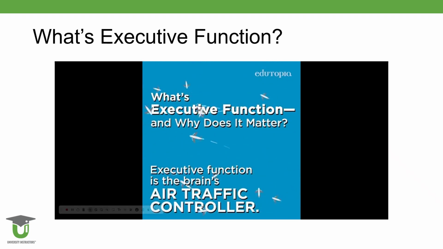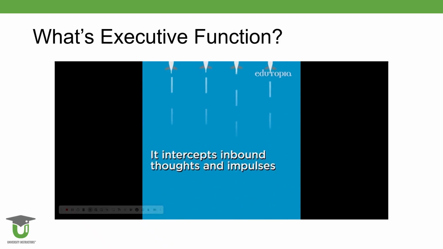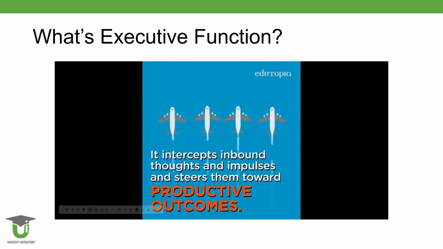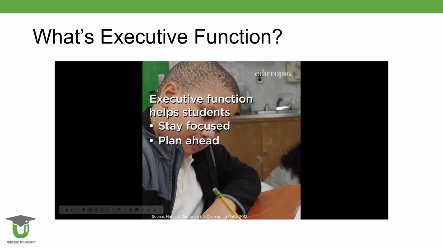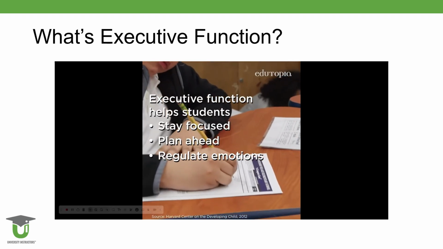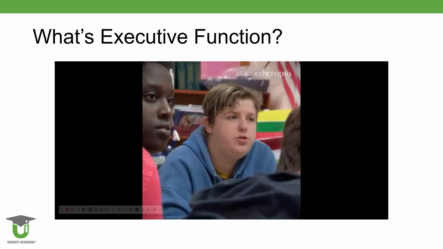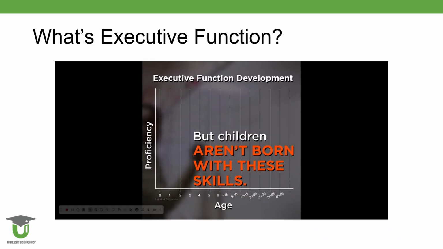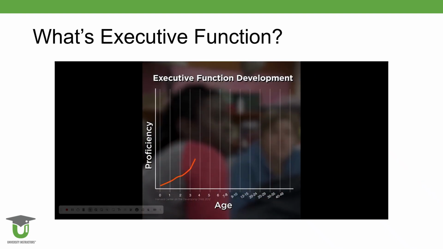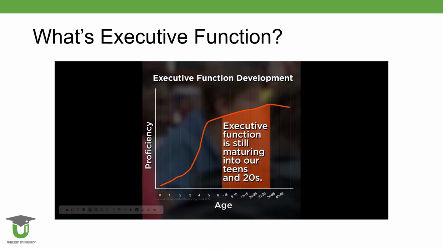Executive function is the brain's air traffic controller. It intercepts a tangle of inbound thoughts and impulses and steers them towards productive outcomes. Executive function helps students stay focused, plan ahead and set goals, regulate emotions, monitor their own learning, and think flexibly and creatively. But children aren't born with executive function skills. They develop over time. In fact, the prefrontal cortex, the part of the brain which houses executive functions, is still maturing well into our teens and 20s.